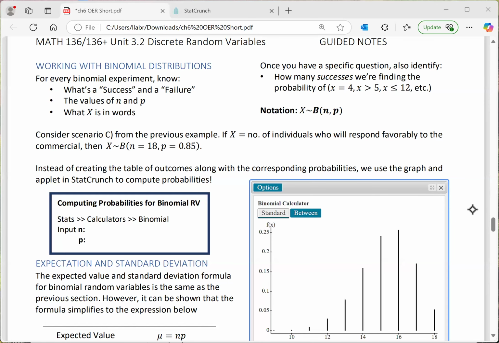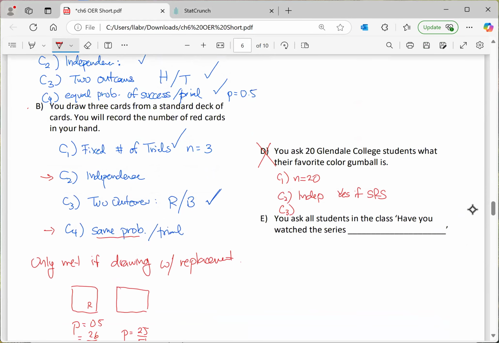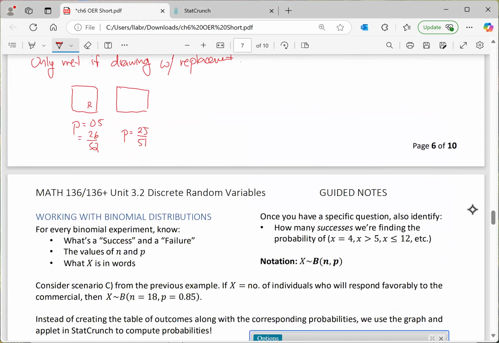All right, let's go ahead and finally get to working with binomial random variables. In the previous videos, we stated that binomial random variables are essentially characterized by four conditions, experiments that have four conditions, and those were: a fixed number of trials, independence of those trials, only two potential outcomes, and finally the probability of success at each trial remaining the same.